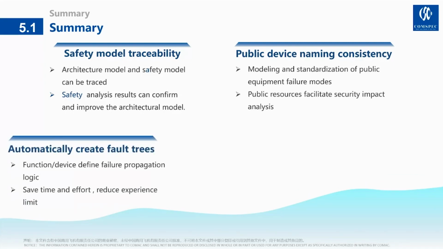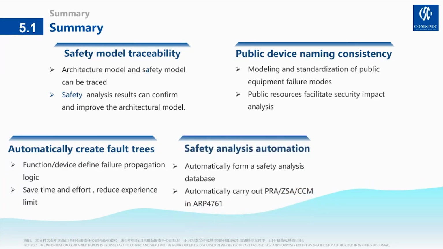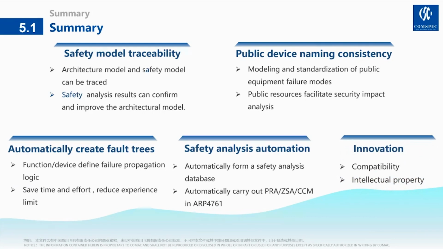The third one is that according to the failure propagation model, the fault tree is automatically constructed, saving people's time and effort. The fourth one is that safety analysis is automated based on the database, which is also automatically formed. Complex system analysis can be performed based on the database. It is more efficient. For the last one, for other innovations, this platform is compatible with fault trees or other FTA tools, and the platform has intellectual property rights.